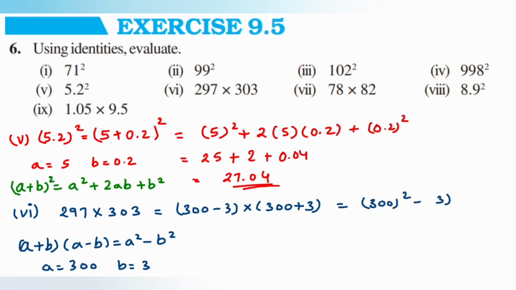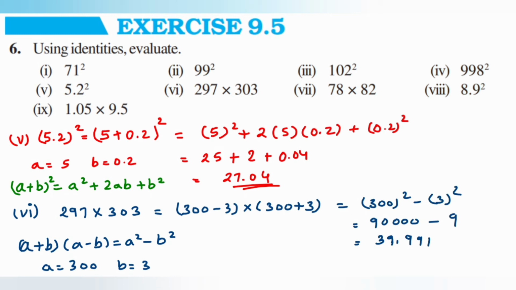So 300 square will be 90,000 minus 3 square is 9. When we subtract it, we'll get 89,991. Okay, that is an interesting one. We have used a different identity for the sixth one.